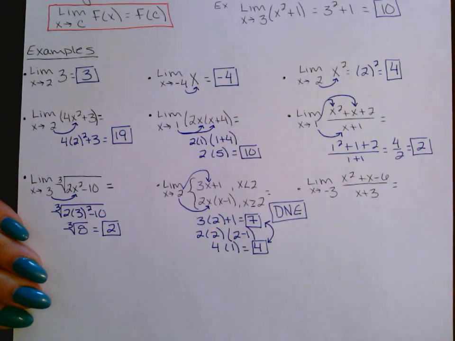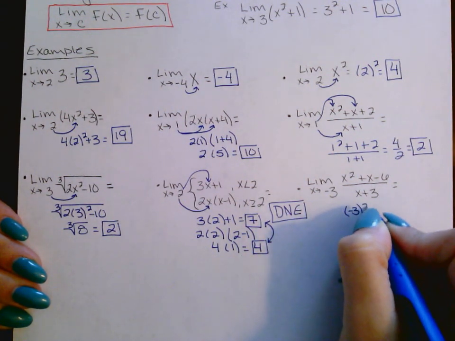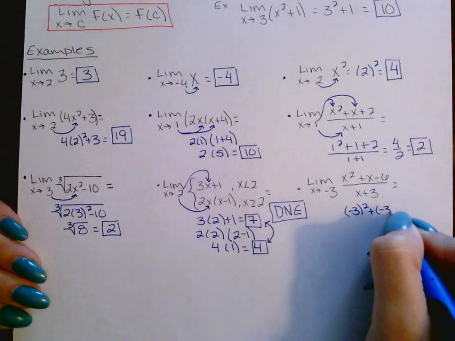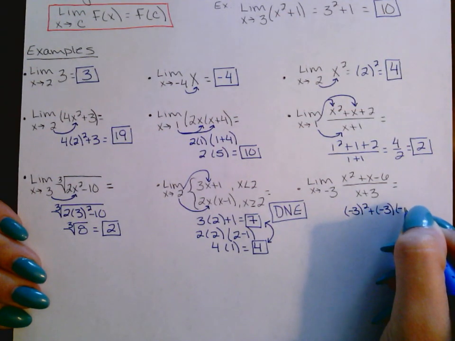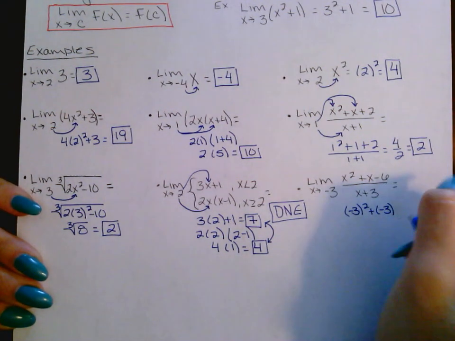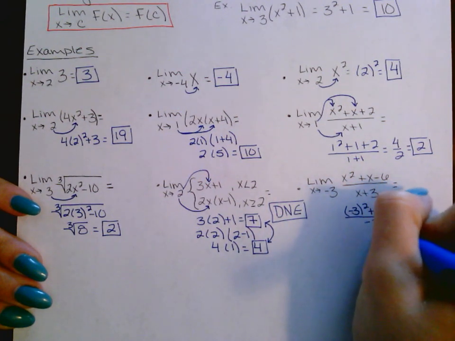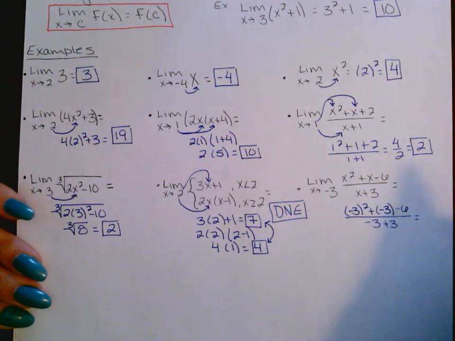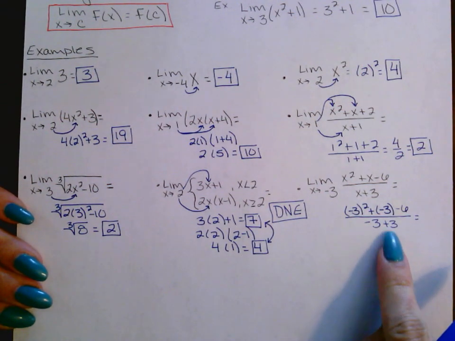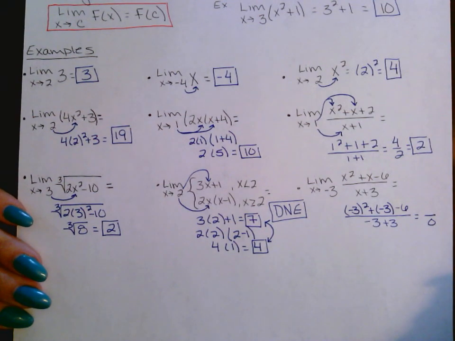And now let's look at this last one. If I plug in a negative 3, I have a negative 3 squared plus a negative 3 minus 6 over negative 3 plus 3. Now, the fact that I can already catch that my denominator is going to give me 0 is my little red flag to let me know that this is going to be a problem. I'm going to have to factor to be able to finish this.